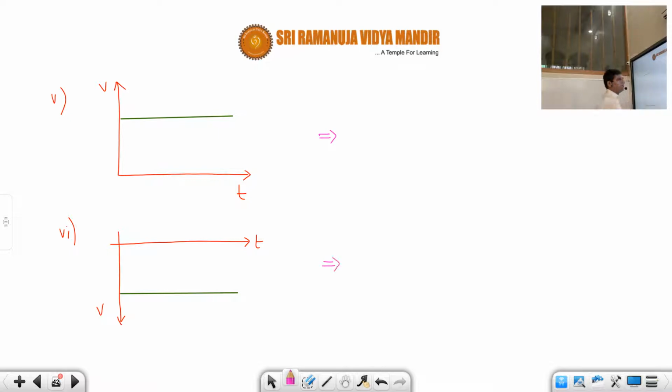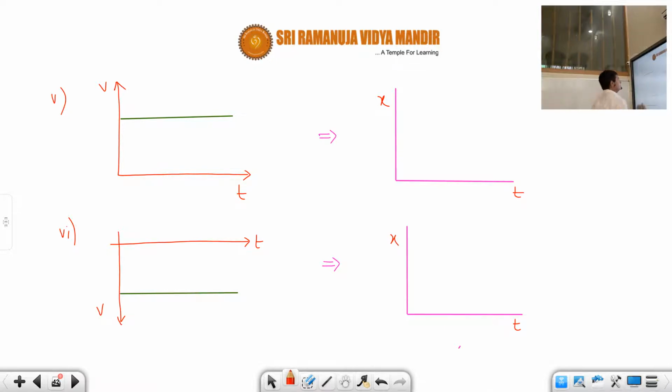Just think about it, students. Take a moment and think about it. How to draw the XT graph? I want the XT graph. Just think about it by the time I draw. How to draw the XT graph? This is XT, this is XT. How to draw this XT graph? Just think about it, students.